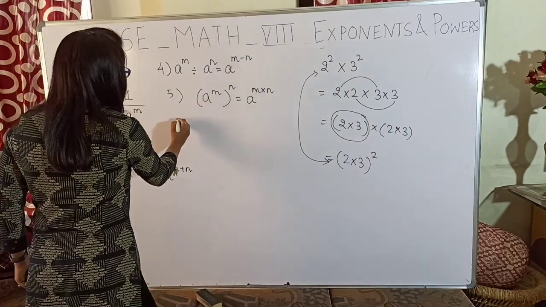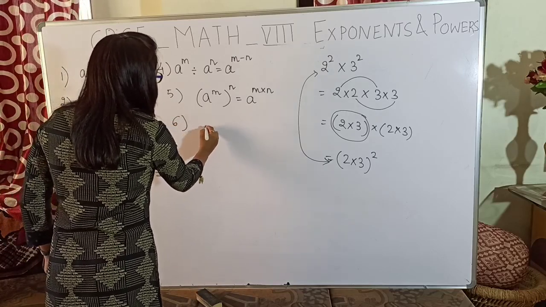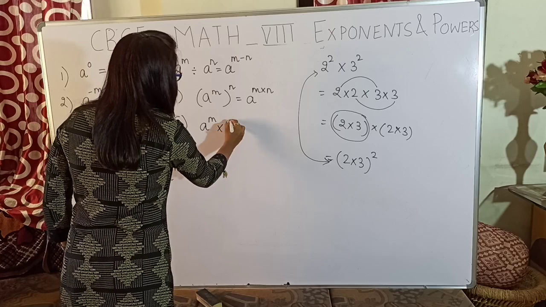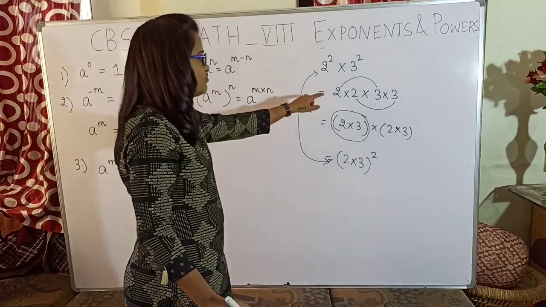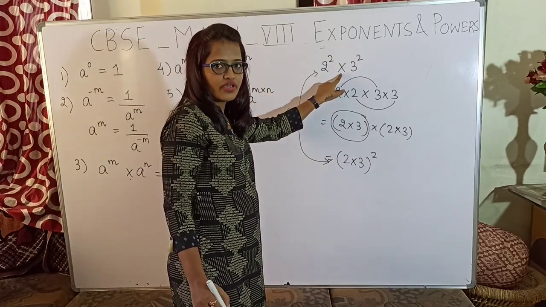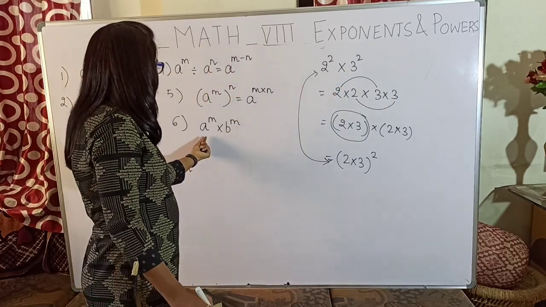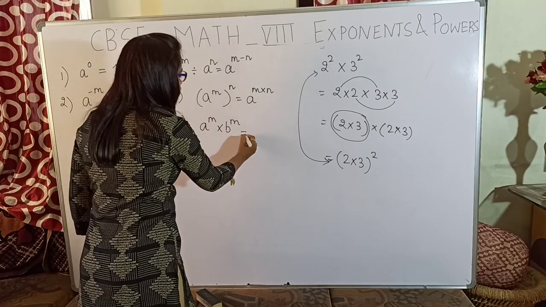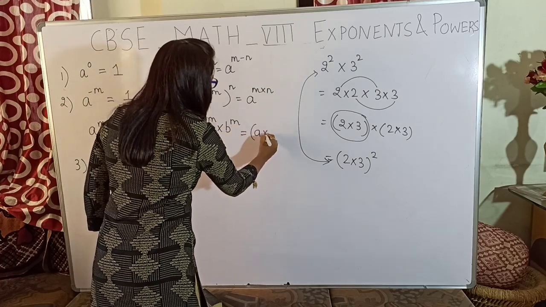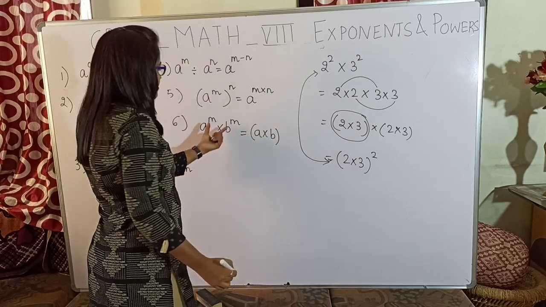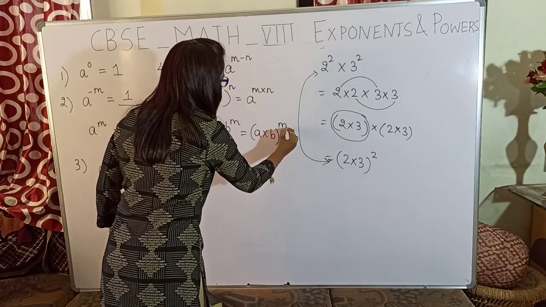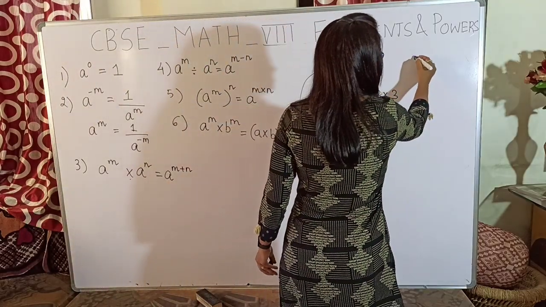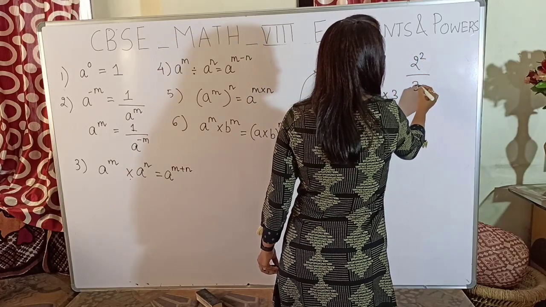So this becomes your next law, which says if a raised to m into b raised to m. See here, it was a multiplication sign, so keep that in mind. The bases were different but the index is same. What we can do? We can write the bases together in one bracket and the index to be the common index. For the division, let us see what happens.